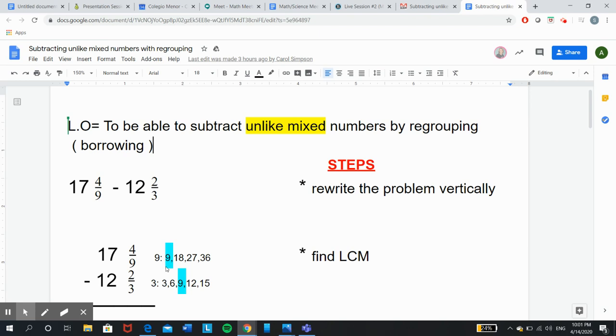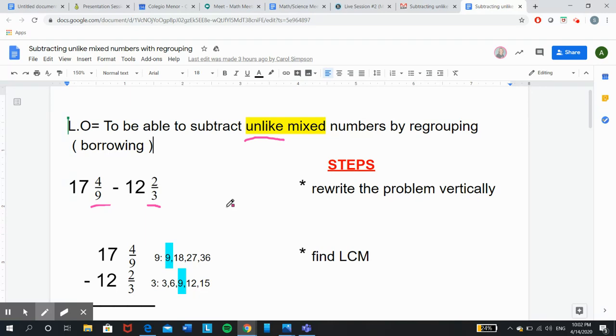Hi guys, this is our second video, and at the end of this video you're going to be able to subtract unlike mixed numbers with regrouping, which is the same as borrowing. Now if you notice here, this time you will have unlike mixed numbers, and the only difference between this video and the previous one, which is a process that you already know, is that this time you are going to have these kind of fractions where the denominators are not the same. That's why we talk about unlike mixed numbers, okay?